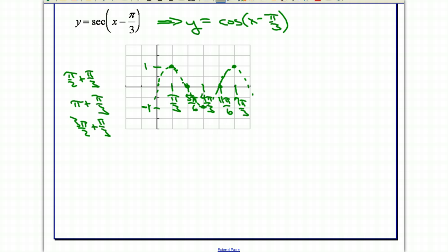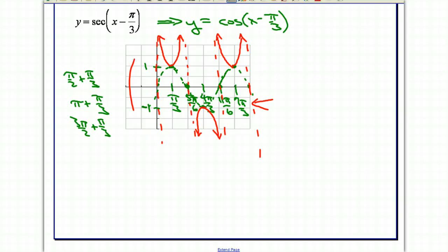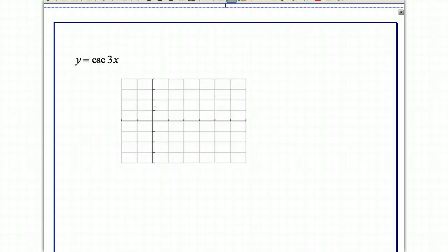And then anywhere my cosine graph was 0, I know those are vertical asymptotes. And then my secant graph are the little loops coming off the top and the little loops coming off the bottom. Again, bounded in between those two vertical asymptotes. It'll never come outside of those vertical asymptotes. So the expectation on these graphs is the same. Can you label your key points on the x-axis? Can you give me your key points on the y-axis? If you can, then you've got a correct graph.